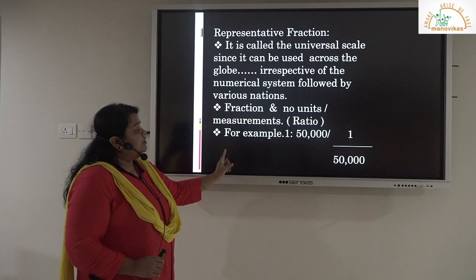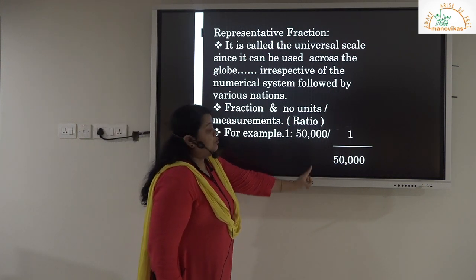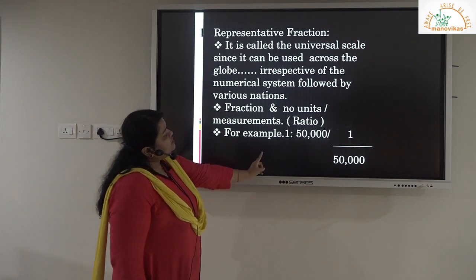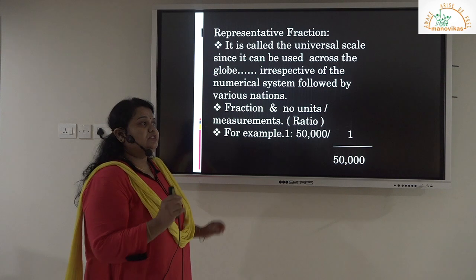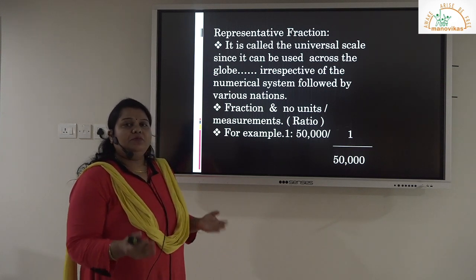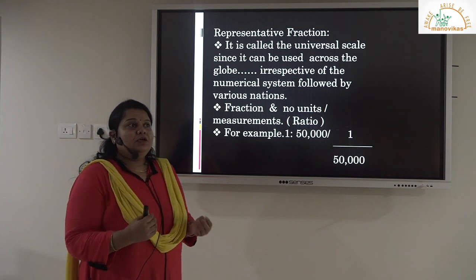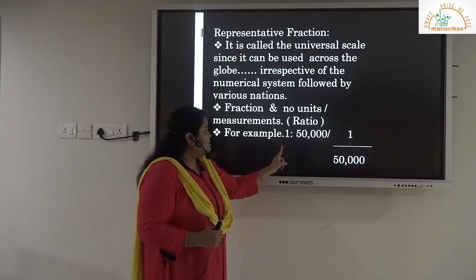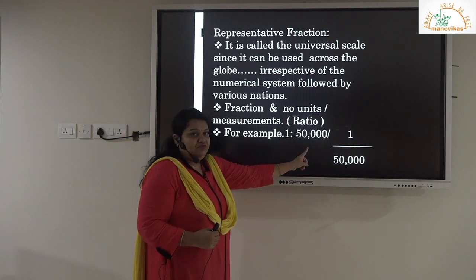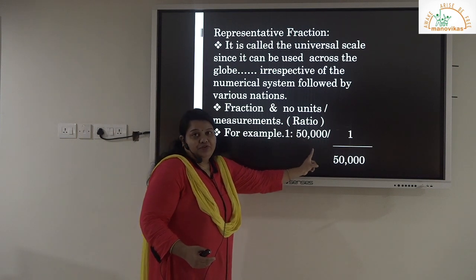Now, how is it written? It is written like this. For example, 1 is to 50,000 or 1 upon 50,000. So what is this 1 and what is this 50,000? Imagine any particular person belonging to any part of the world, if that person is using their own units. So if I am using 1 centimeter, for me 50,000 also becomes centimeter. So 1 centimeter is equal to 50,000 centimeters.